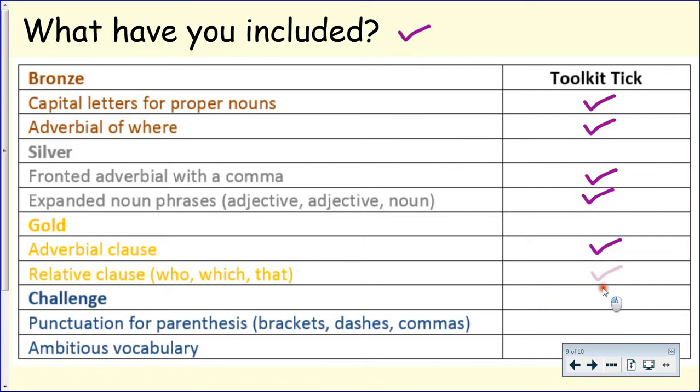I didn't use brackets. I did use some commas, so I can maybe give myself a little tick over there, but I didn't use brackets and dashes. I think you can do that though. And I'm pretty impressed with my ambitious vocabulary because I remembered to use words like protruding and humid, searing and mesmerising rather than just poking out of. Okay, so that's what I've included today.